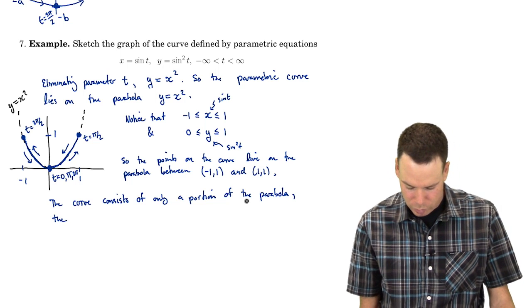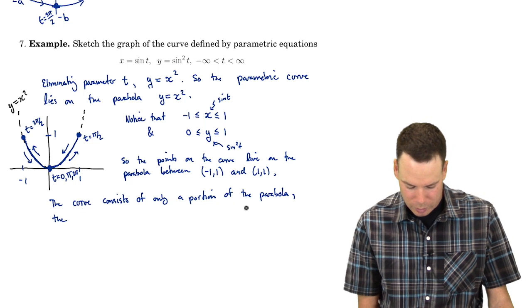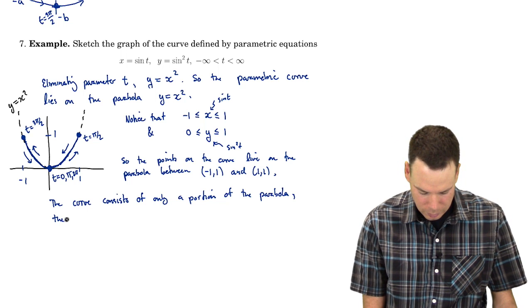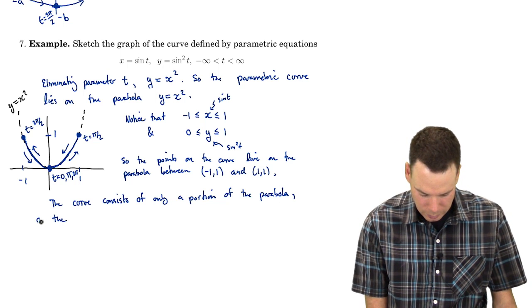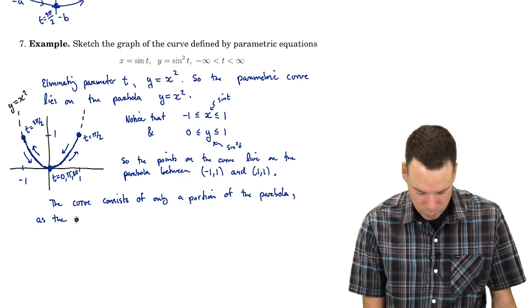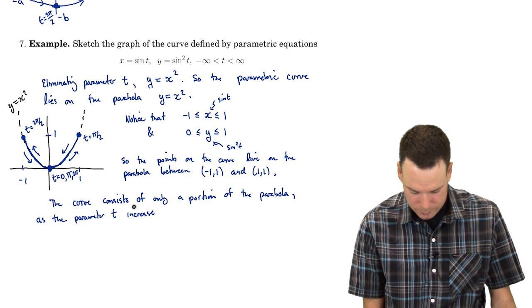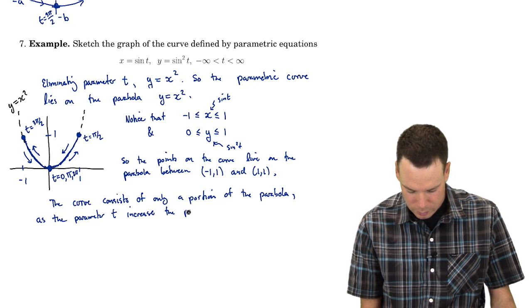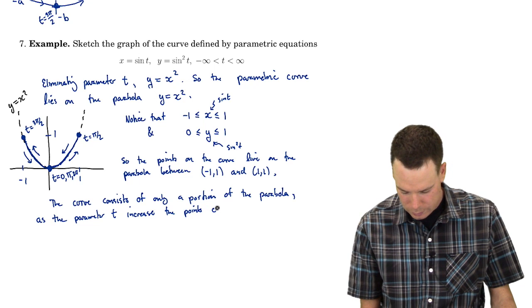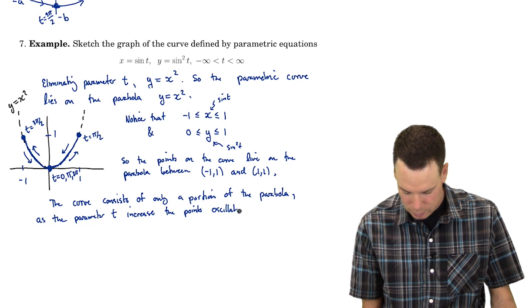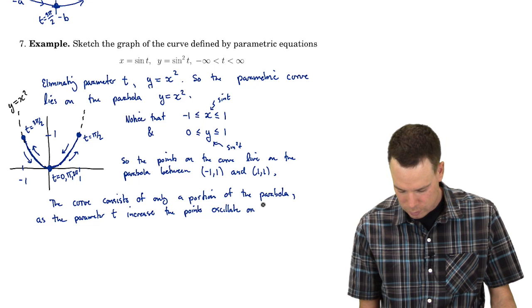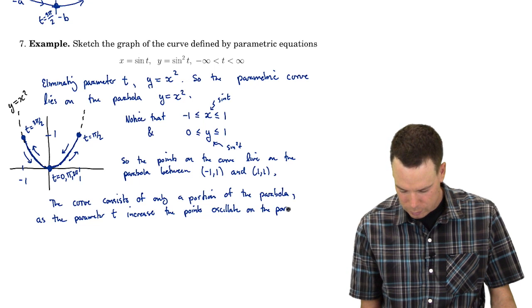So the curve consists of points of only a portion of the parabola, and as the parameter t increases, the points oscillate on the parabola.